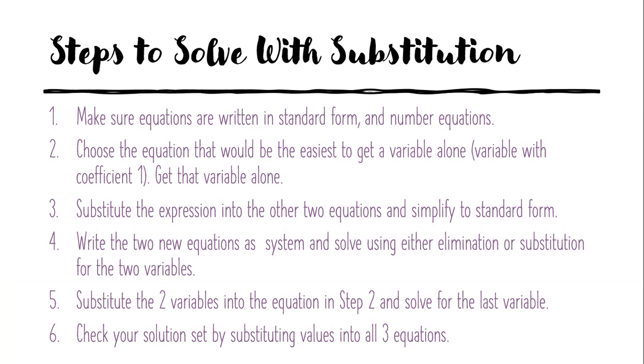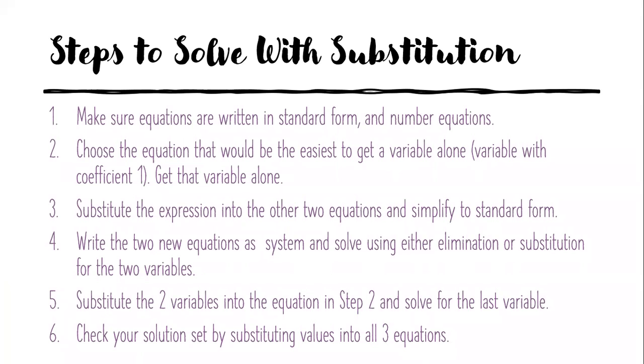Step 2, we're going to choose the equation that would be the easiest to get a variable alone. So going for a variable with a coefficient of 1, so we can get that variable alone. That's a sign that you could be using substitution, if a variable has a coefficient of 1.